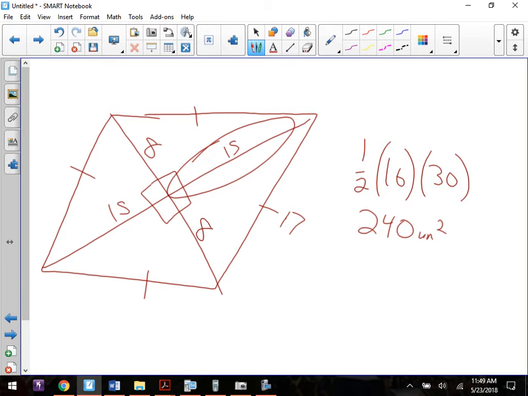Sorry about that. I looked at the wrong problem. Number 4 is a what? And how do you find the area of a parallelogram? So what is 8 times 4?